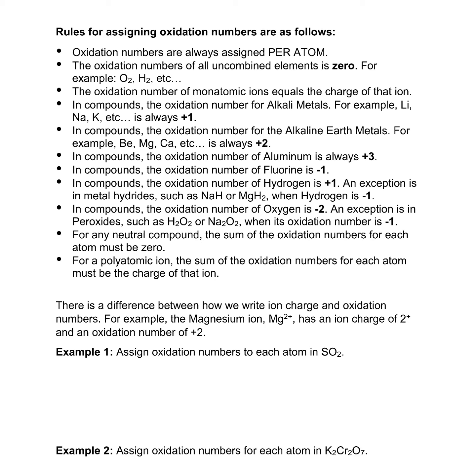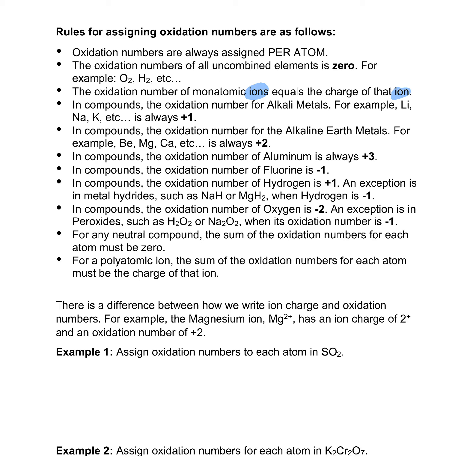The oxidation number of monoatomic ions is equal to the charge of the ion. So these are going to be ion charges. Those are true charges. Those are ones you can actually depend on. So for example, lithium, sodium, potassium always have +1 oxidation numbers, and they're also +1 charge.